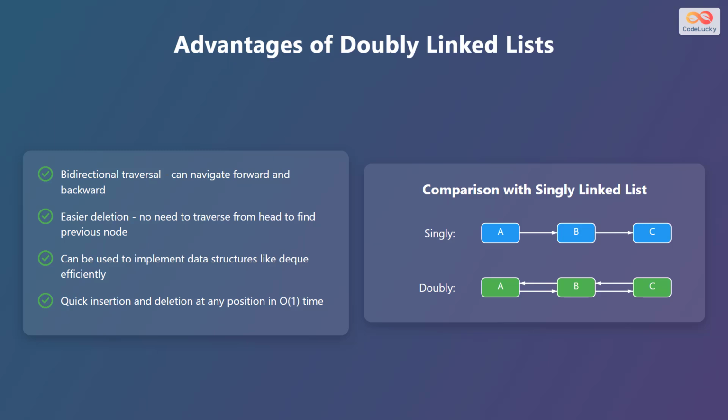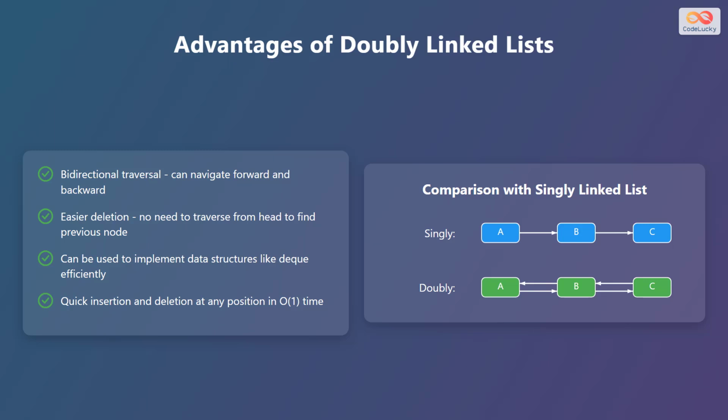Now let's discuss the advantages of using doubly linked lists. They allow bidirectional traversal, meaning you can navigate both forward and backward through the list. Deletion becomes easier, as there is no need to traverse from the head to find the previous node. They can be used to implement data structures like double-ended queues or deques efficiently. They also provide quick insertion and deletion at any position, which can be done in O(1) time.